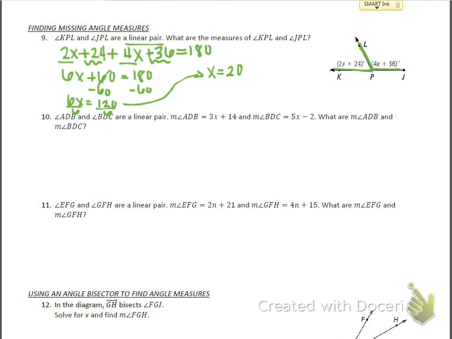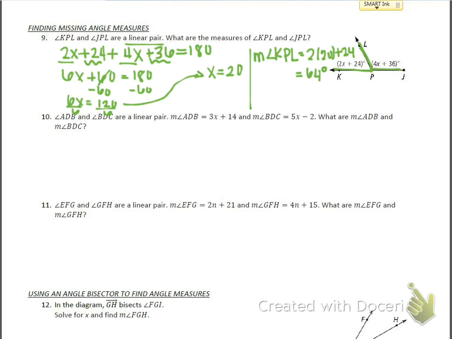What do we have to do to actually solve for the angles? Plug it in. So the measure of angle KPL equals. So since we're finding the measure of the angle with the numbers, we change our notation to measure of angle KPL, and then we plug it in. So 2 times 20 plus 24. So what do you get? 64 degrees. So since it's a measure, put degrees in there.